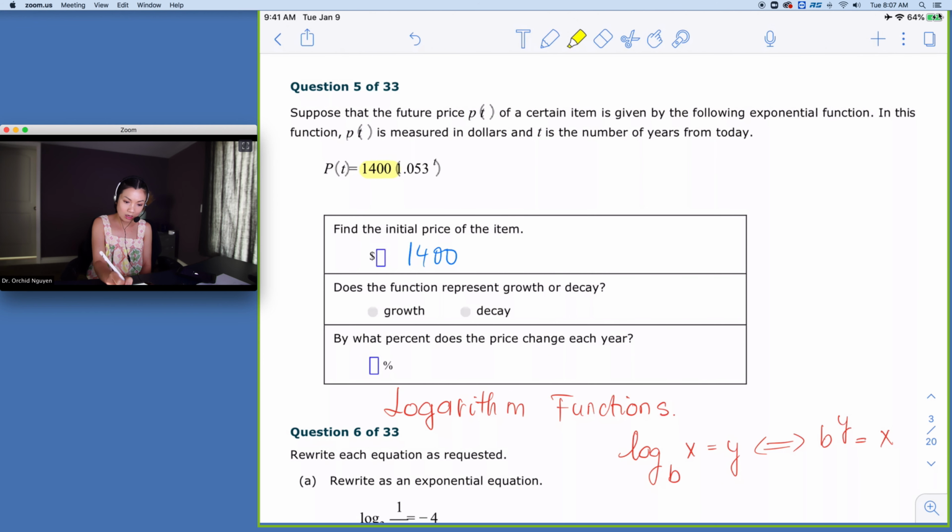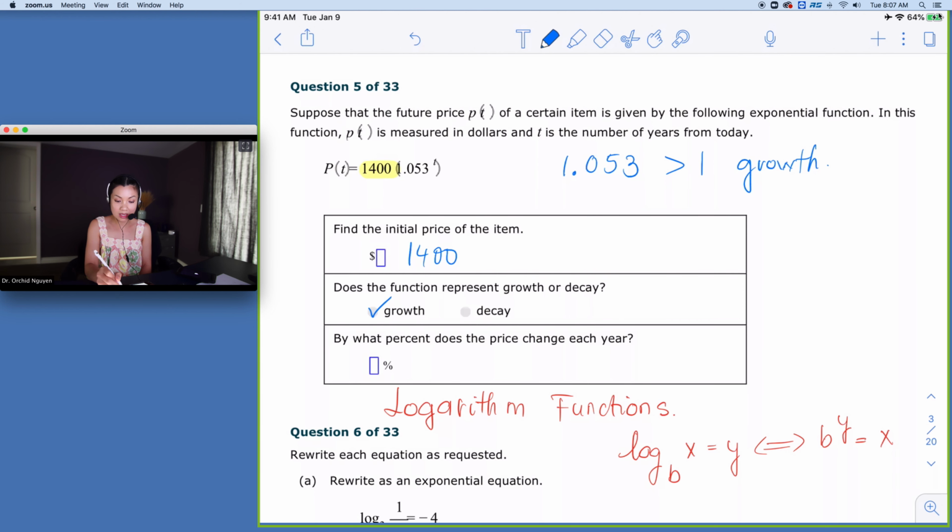Okay, now how do I know if the function represents growth or decay? You see right here, I have 1.053 to the t power. So this one is greater than 1. So if it's greater than 1, it's the growth. It represents a growth function. If it's less than 1, then it's decay function.